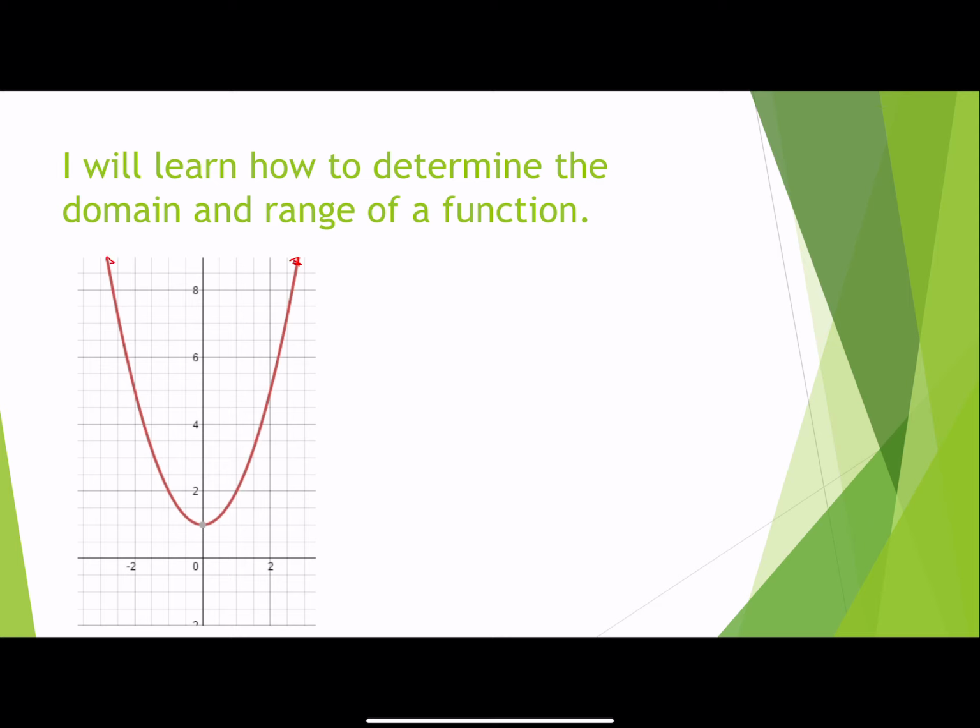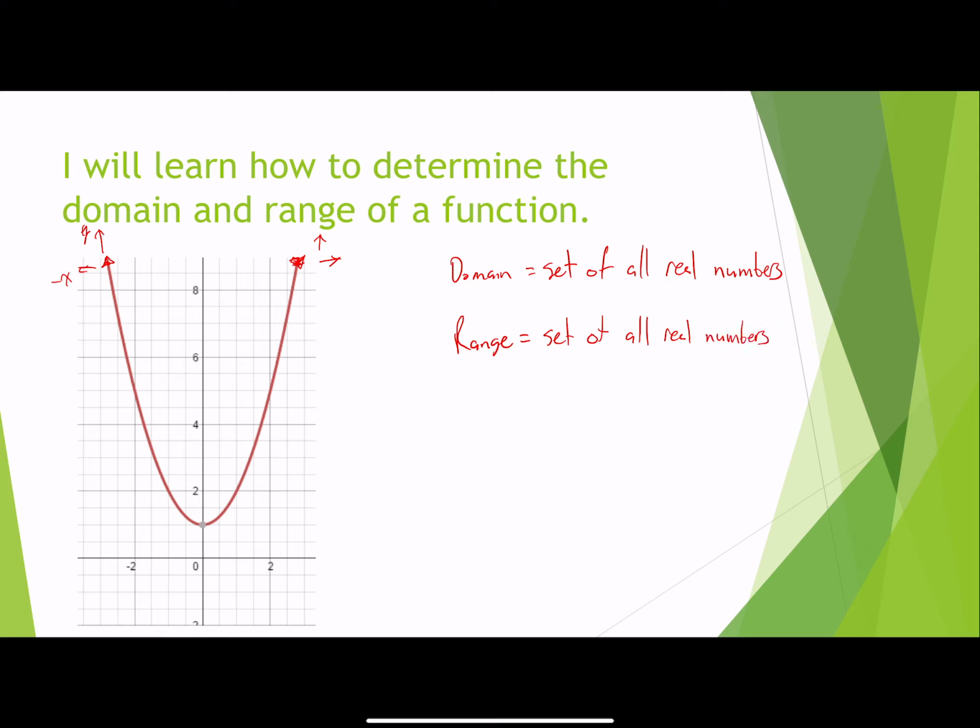Let's add some arrows. So, once again, it's going forever in the y direction and x direction. It's going forever in the y and negative x direction. So, I can say something like domain equals the set of all real numbers. And my range is equal to the set of all real numbers.